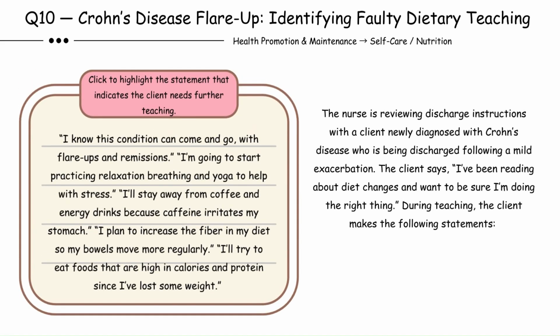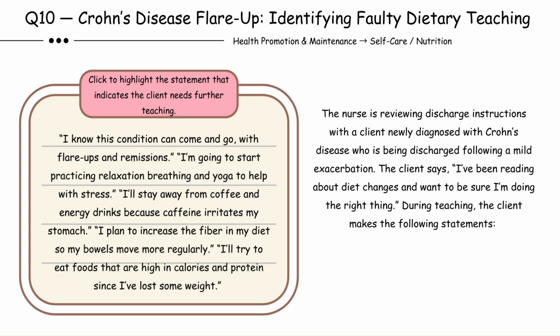Question 10. Crohn's disease flare-up. Identifying faulty dietary teaching item type. Highlight the text blueprint. Area: health promotion and maintenance, self-care, nutrition. The nurse is reviewing discharge instructions with a client who has Crohn's disease and is recovering from a mild flare. The client says they'd been reading about diet changes and want to make sure they're doing things correctly.